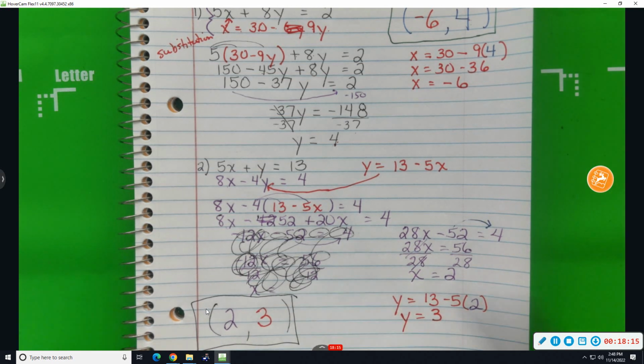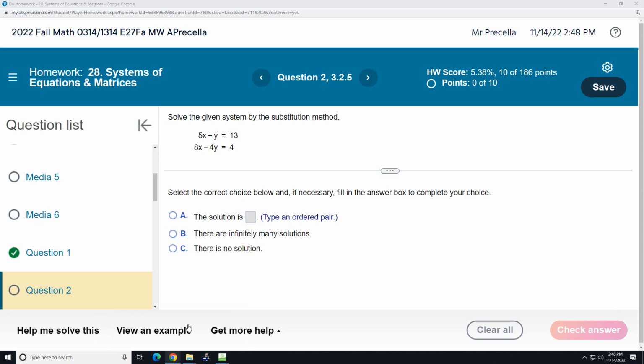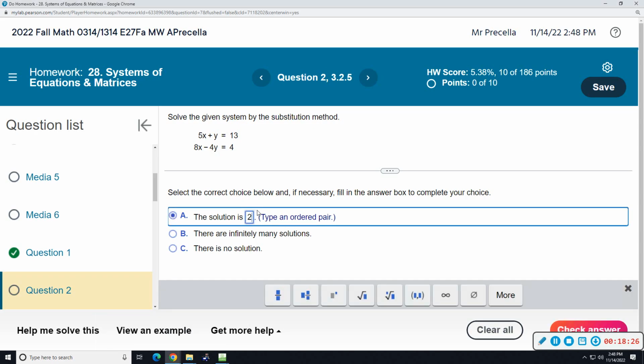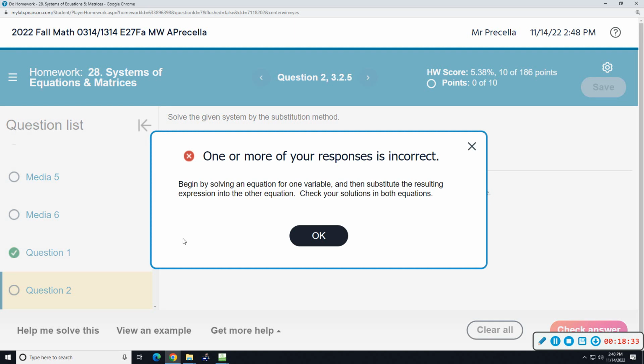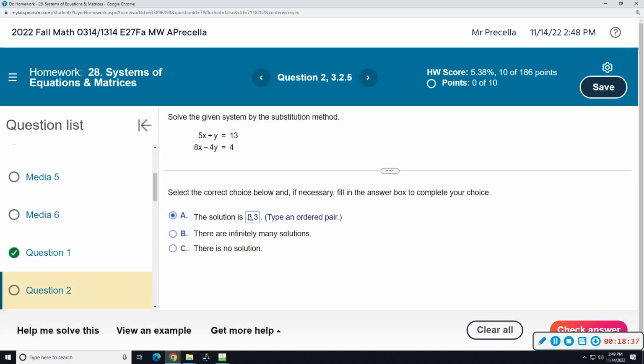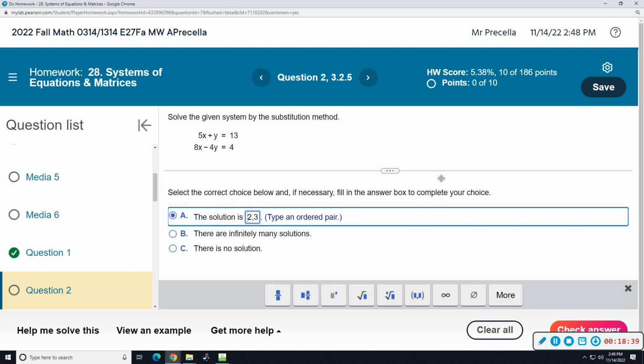Forgive all that mess there. 2, 3. Notice, if you don't put the parentheses around it, it counts it wrong, and it doesn't really know what you've done wrong. Okay? Parentheses and parentheses. Okay?